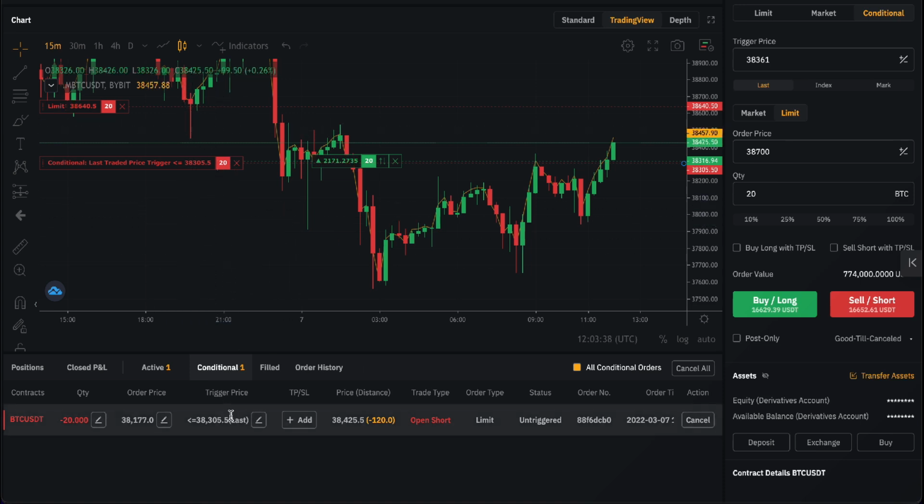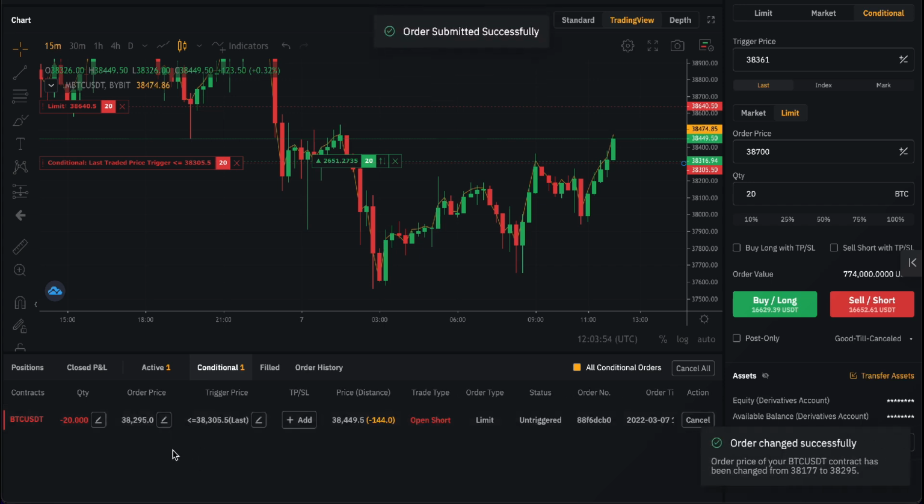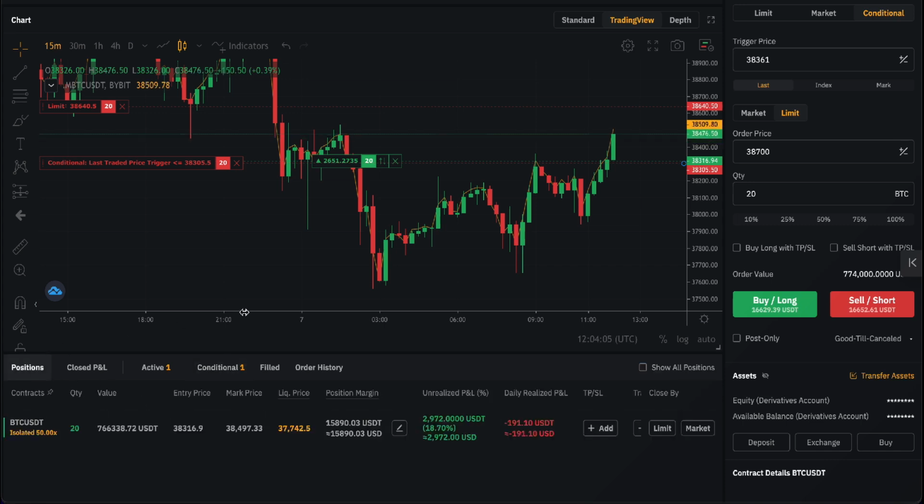38305. We're going to trigger this, and then we have an order price of 38177. We need to update the order price because this is going to be a limit order. So 38305, 38295, $10 below. That's what I'm going to do because it's going to be a limit order, so we're going to sell at this price or higher. So put a little gap there.